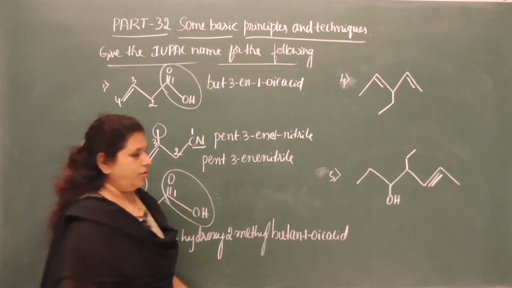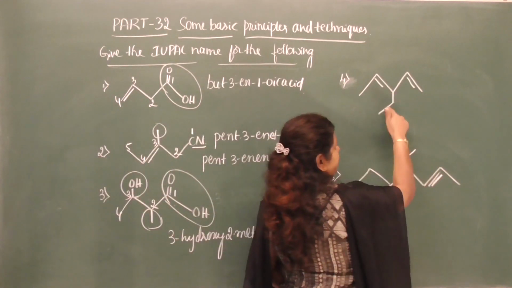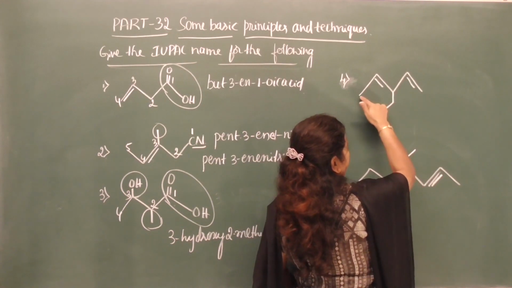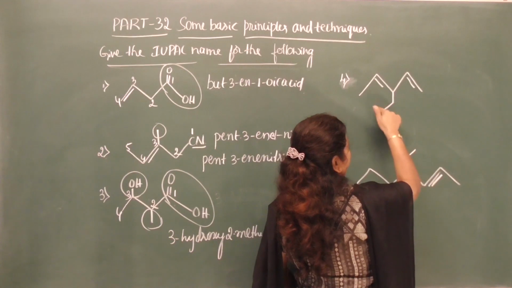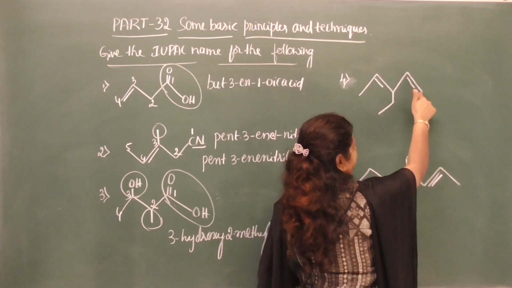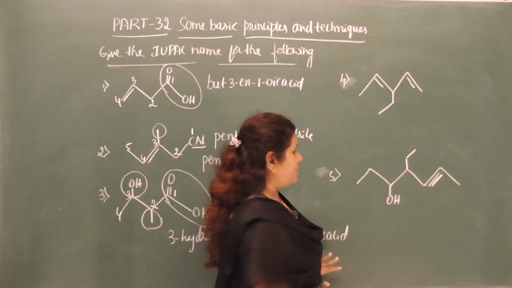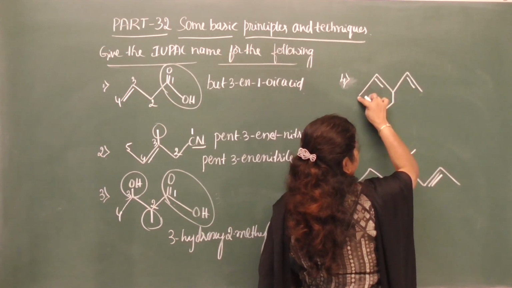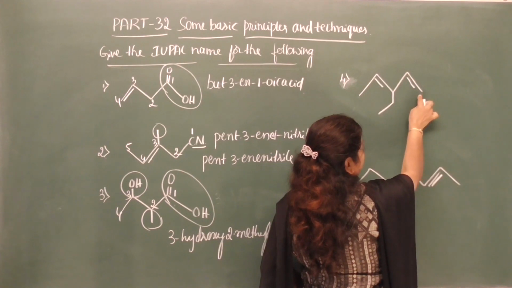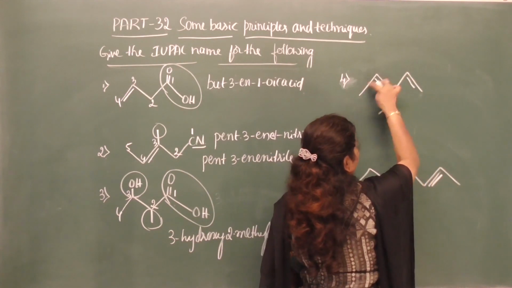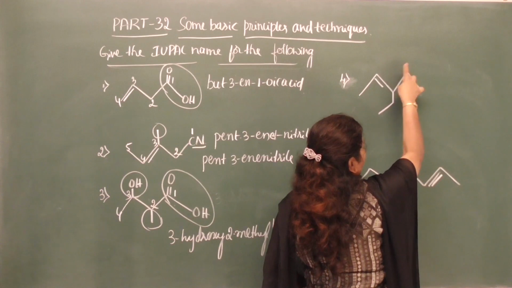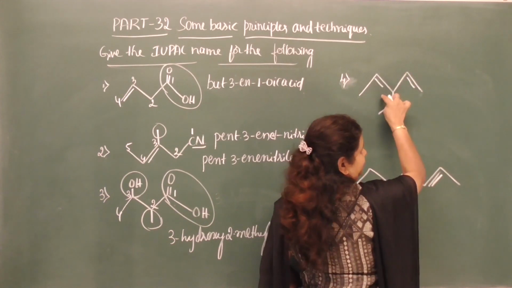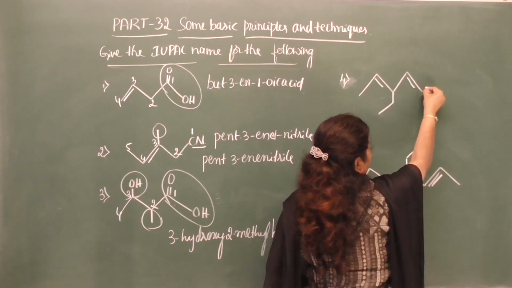Here the compound is carrying 2 double bonds, and here is an ethyl group, but we cannot select this chain which contains 1, 2, 3, 4, 5. The number of carbon atoms remains the same. So select this carbon chain and give the numbers from this end to this end or from this end to this end. Look at the sum of the locants. 1, 2, 3, 4: 2 plus 4, 6. 1, 2, 3, 4: 1 plus 3, 4. So better you give the numbers from this end.